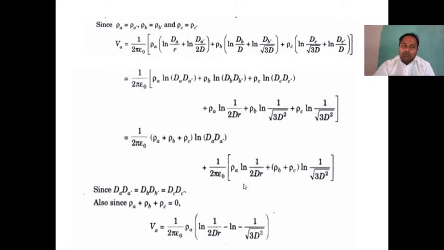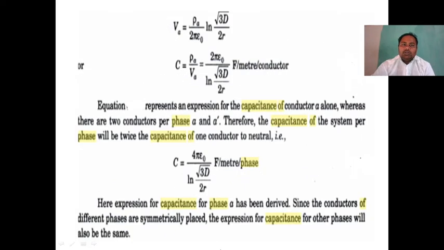So apply the formula. We get VA is equal to 1 by 2 pi epsilon naught rho A of log 1 by 2Dr minus log 1 by root 3 D square. So what you get finally, the potential of conductor A is equal to rho A by 2 pi epsilon naught log root 3 D by 2r.